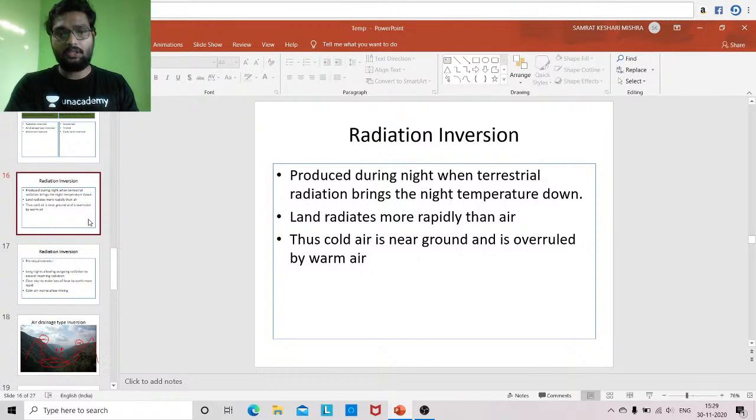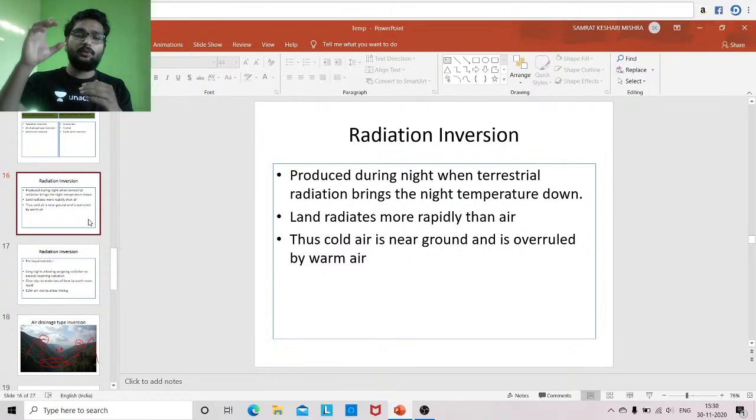So during a long winter night, when the outgoing terrestrial radiation is more than the insolation, the night temperature will come down and cool down. Land will radiate more rapidly than the air. So the air particles near the ground in the atmosphere will be more cold. The upper atmosphere air is now warm, and the lower atmosphere air is cold.